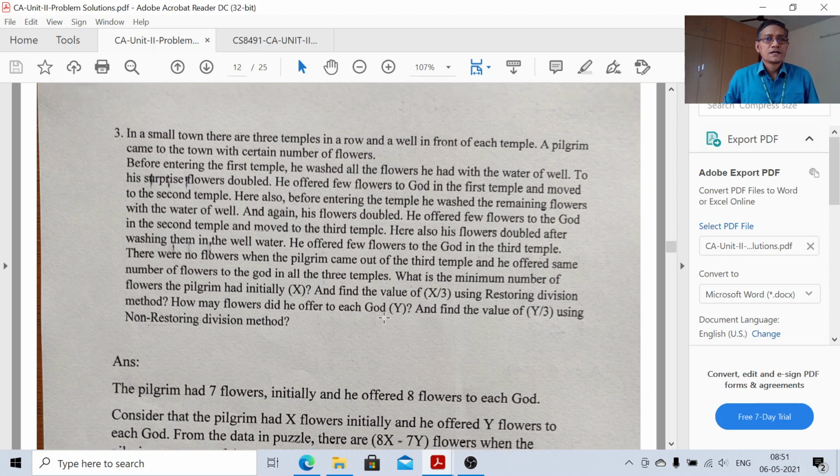So welcome to this lecture. In today's lecture, we will learn restoring division and non-restoring division algorithm with respect to a particular problem statement.